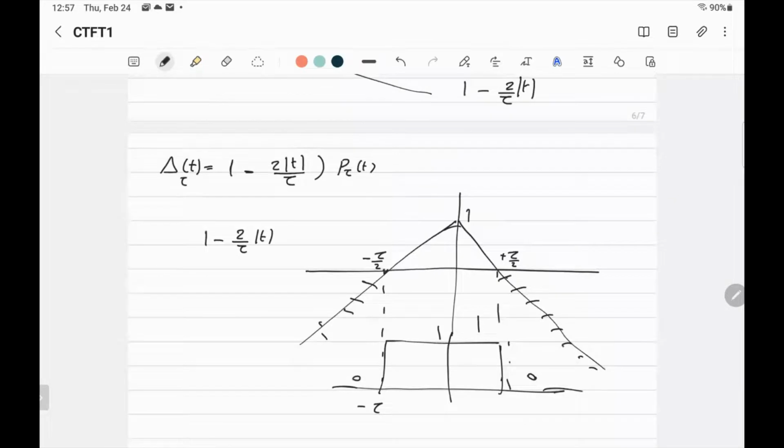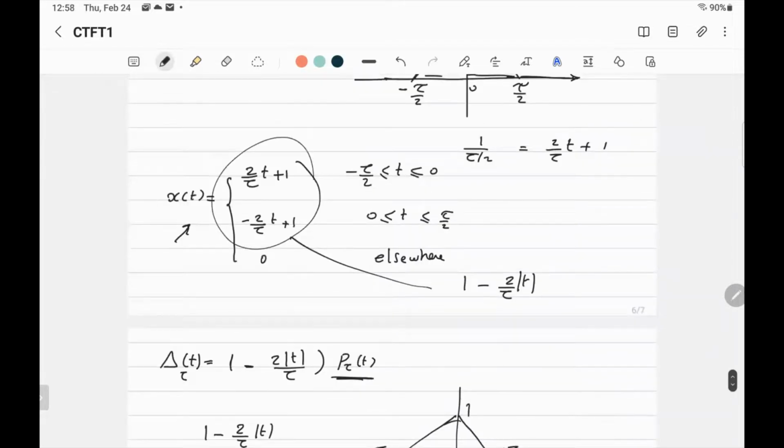If you remember, we always use multiplication by u of t, u of t minus 1, if you want to express any signal in a limited interval. So this is the way. That's why when you look at the table that you have, this pulse is equal to 1 minus 2 absolute t over tau, and then the rectangular pulse, this one, just to define the interval. So you don't have to write the whole thing here.